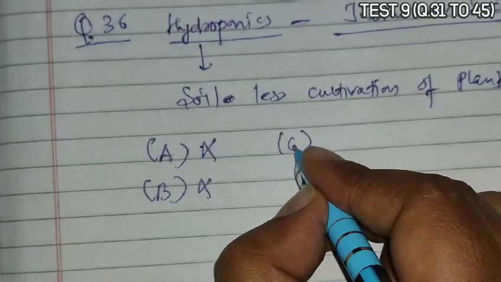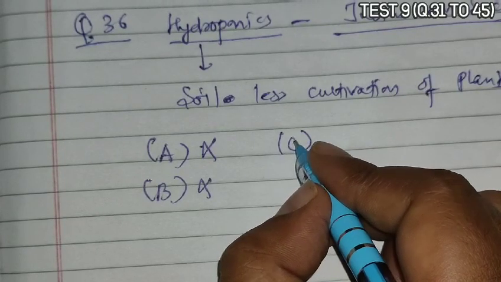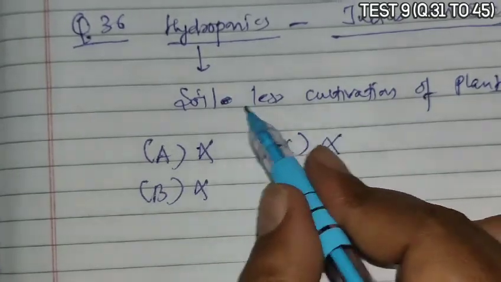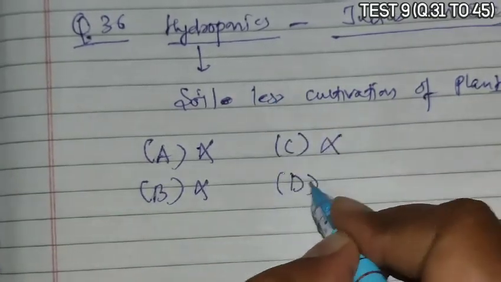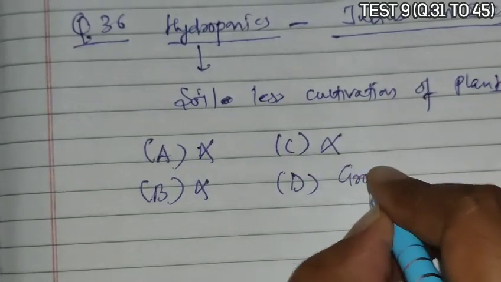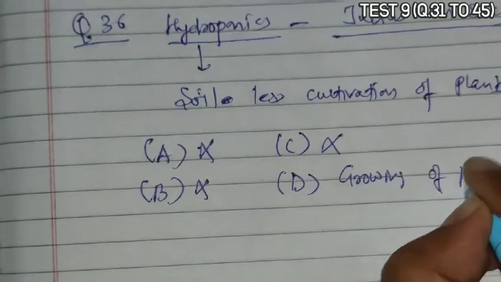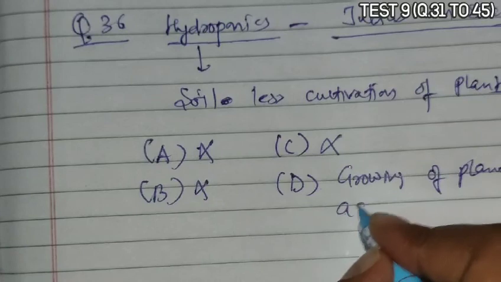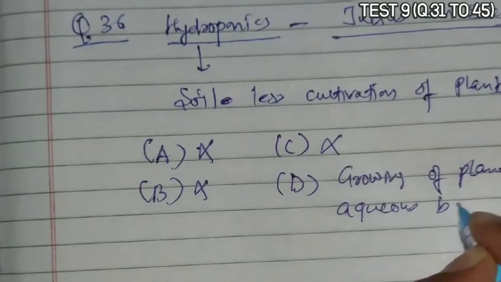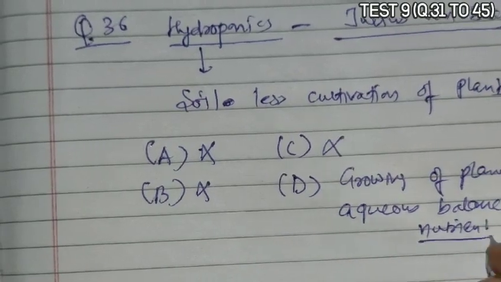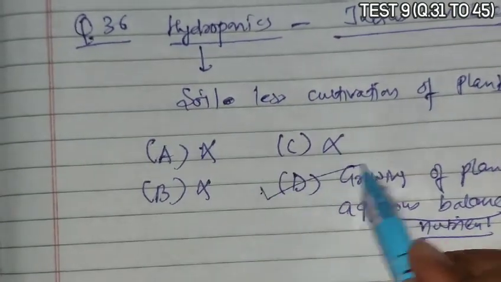Option C is given as growing of plants in sand. If sand is used, then it is not in accordance with hydroponics. D is given as growing of plants in aqueous balanced nutrients. So it is correct because in hydroponics the balanced nutrient is given. So D is the correct answer.